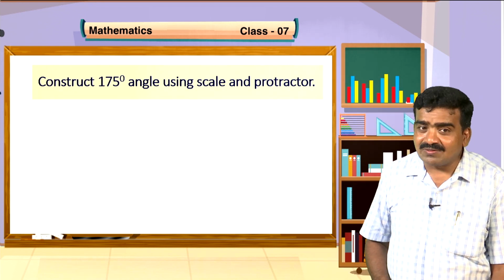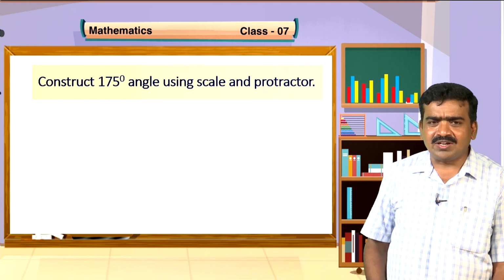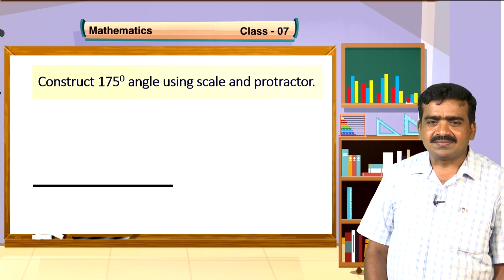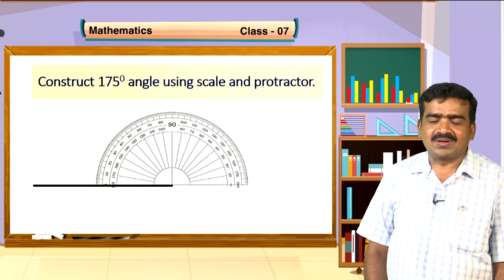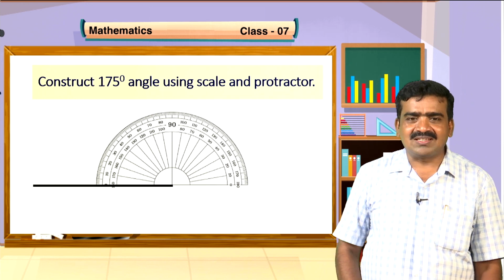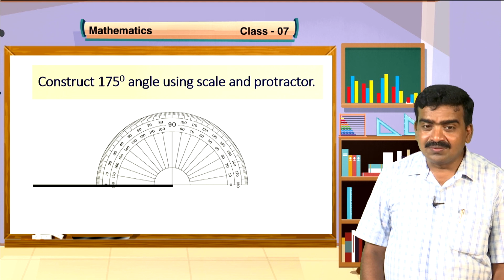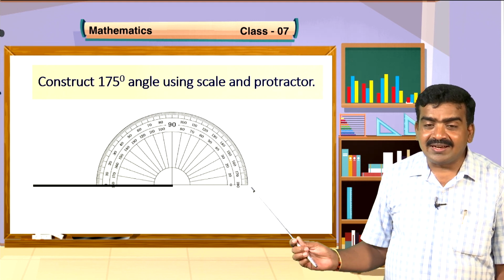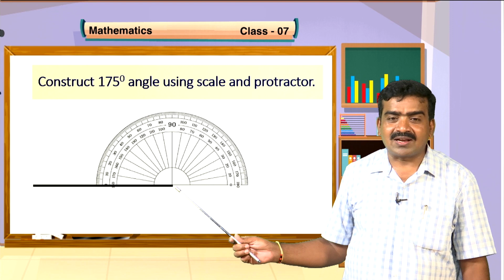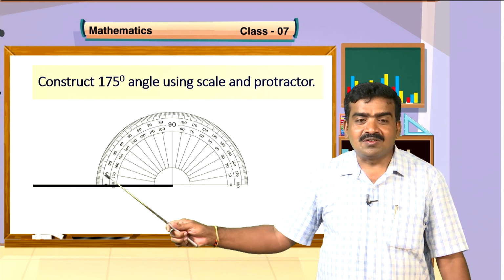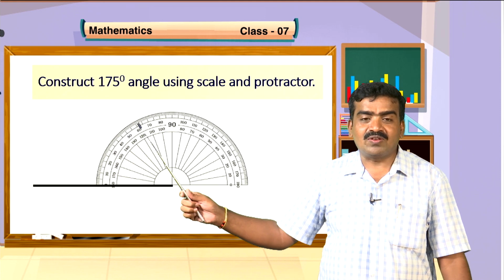Can you construct 175 degree? Please do it, my dear students. Please construct yourself. Draw the straight line like this. Now, keep the protractor towards the right side of the straight line. What are you doing now? Don't count from the right, because the protractor is towards the right side of the line. Therefore, you have to take the measurement from the left.